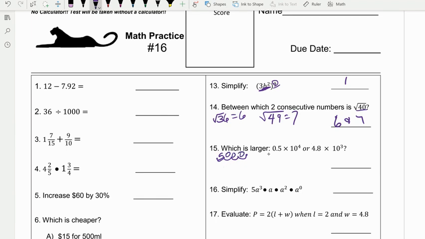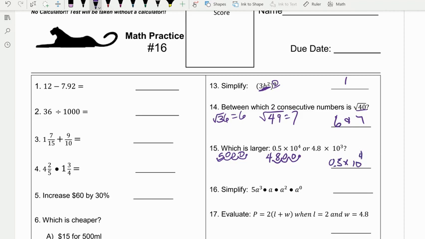4.8 times 10 to the third, 4.8. Now we're going to move this one 3 places. So it's 1, 2, 3. Again, we put zeros in. So which is a bit larger, 5,000 or 4,800? And in this case, it's the first one. So it'd be 0.5 times 10 to the fourth.